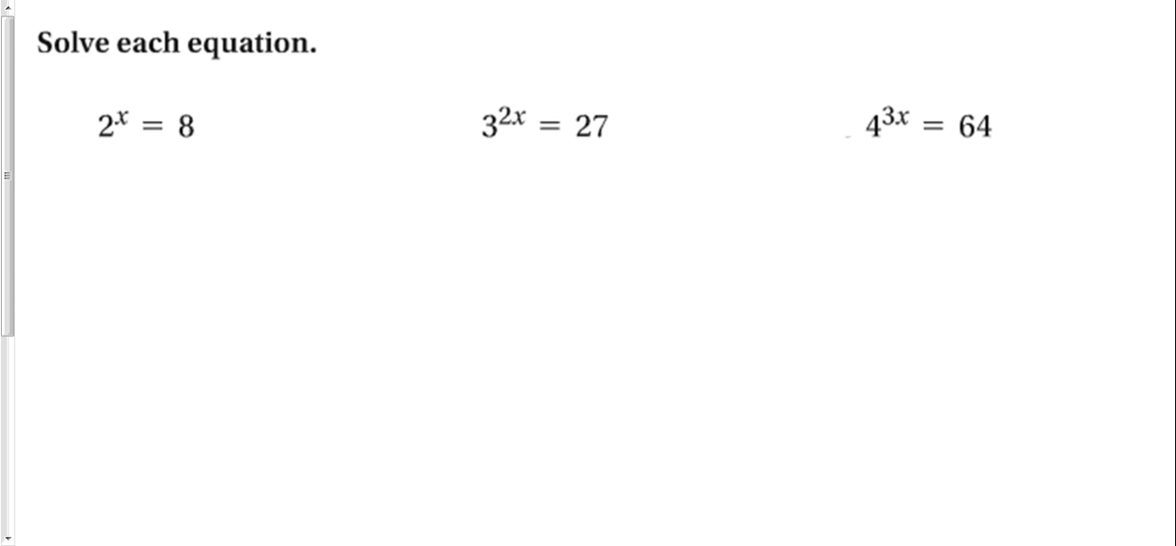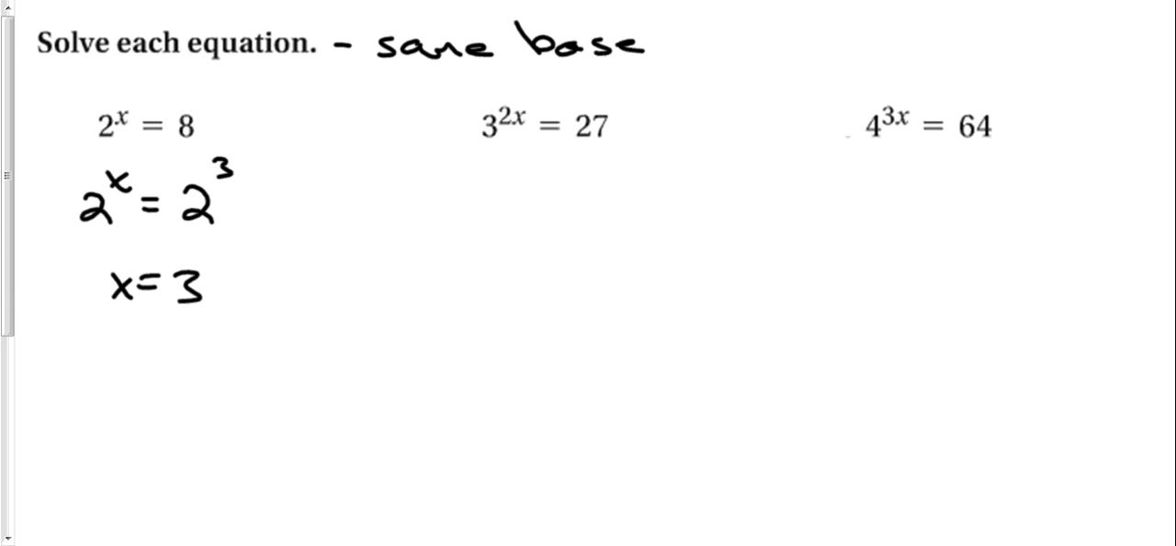So here we go. Solve each equation. This one's easy because we can use the same base. Right? So 2 to the x, I can change 8 to something with a base of 2. It becomes 2 to the 3rd. If the bases are equal, the exponents must be equal. X equals 3.